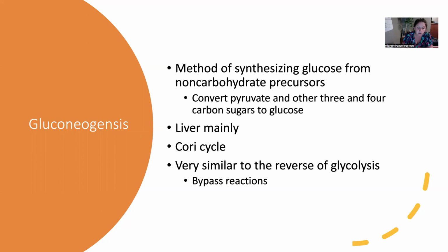The Cori cycle: the lactate that is produced during vigorous exercise will then return to the liver and be converted to glucose, which then moves back to the skeletal muscles and is converted back to glycogen to be stored. It's very similar to the reverse of glycolysis, though there are 3 reactions that cannot be reversed. We'll go into those, and we call these the bypass reactions.